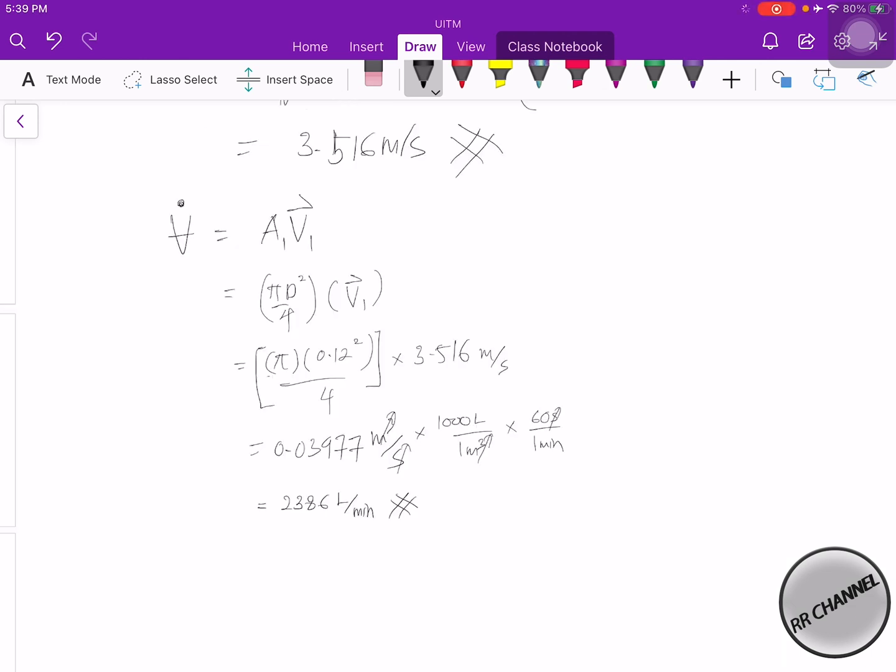Okay, that's all for the example of the Bernoulli equation using the Pitot static tube with the manometer. We will go for the next video after this.